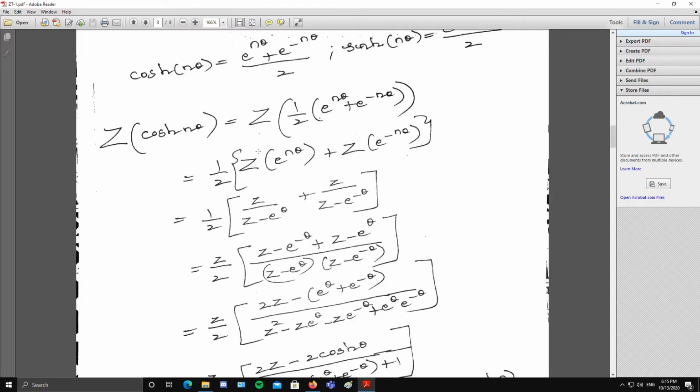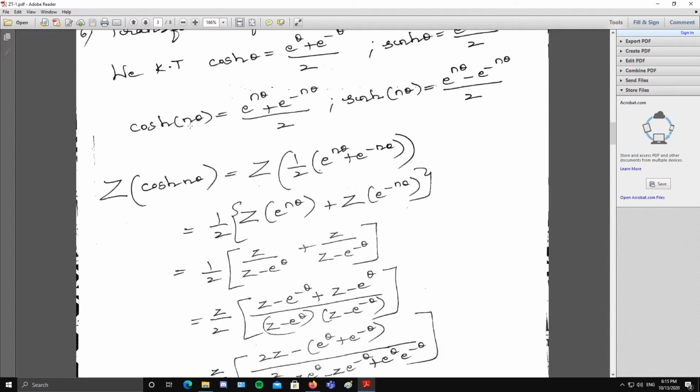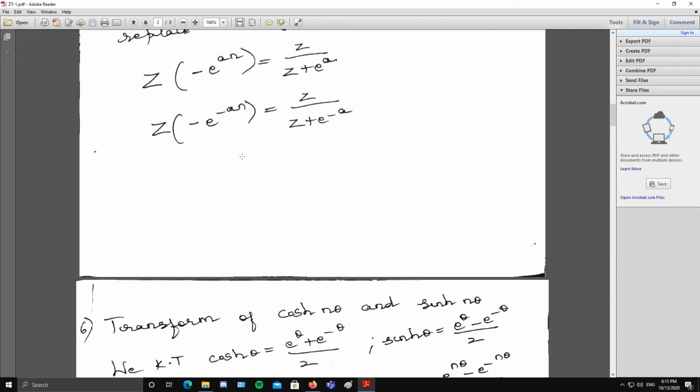I repeat, write the formula for cos h n theta. So z of cos h n theta is same as z of half of e power n theta plus e power minus n theta. Take half out. z of e power n theta is same as z of e power a n.